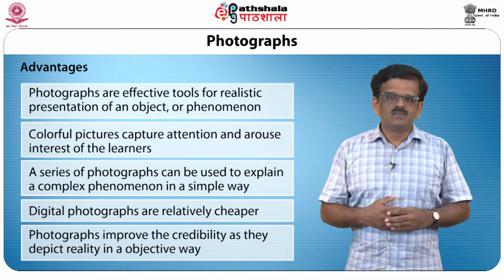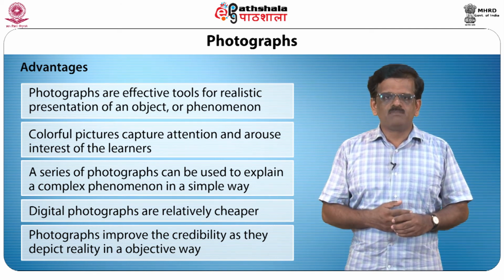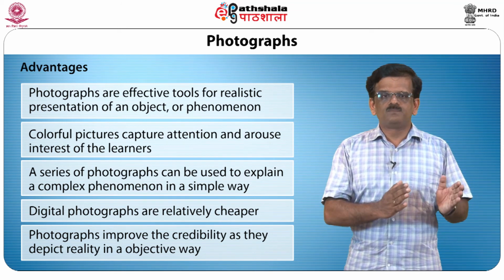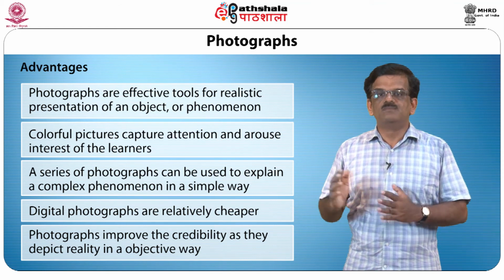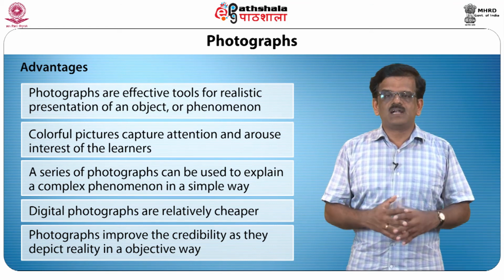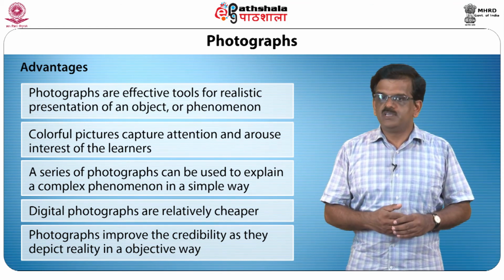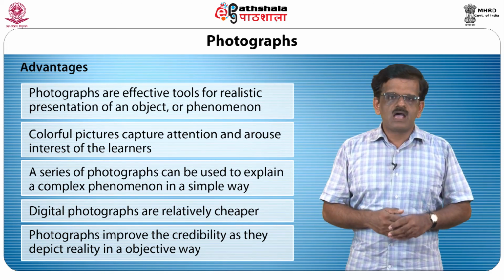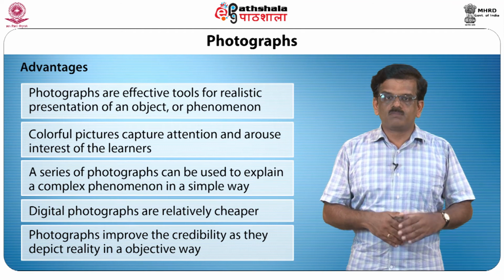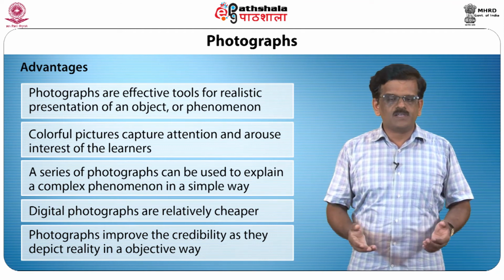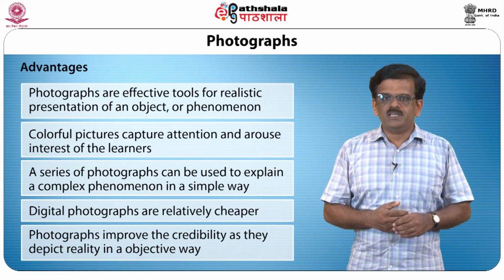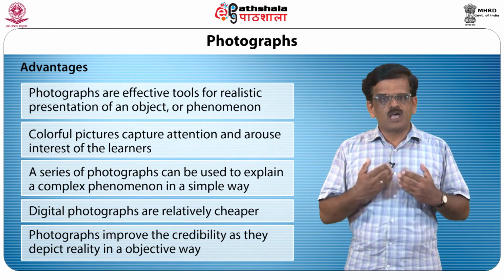For example, the solar system can be explained by showing all the planets in one picture, followed by close-up photos of the individual planets and their moons, which facilitate understanding of a complex concept in an easy way. Digital photographs are relatively cheaper and can be used multiple times without significant reduction in quality. Photographs improve credibility as they depict reality in a very objective way.